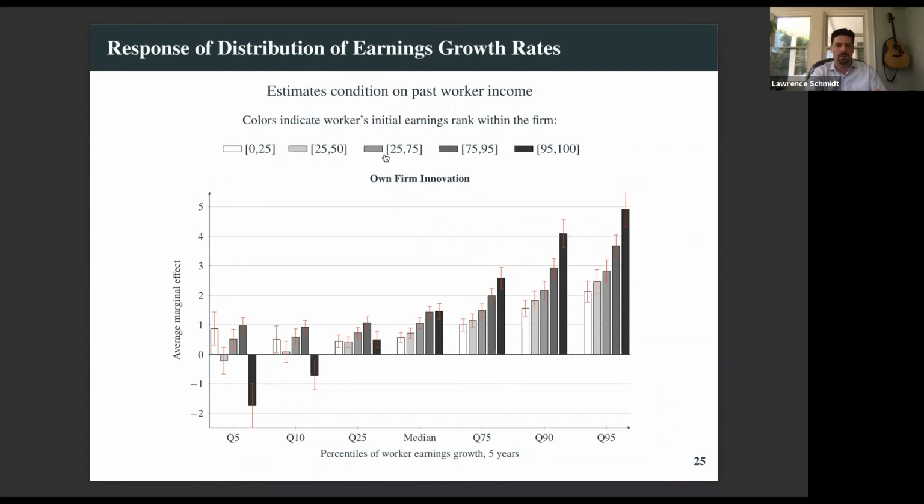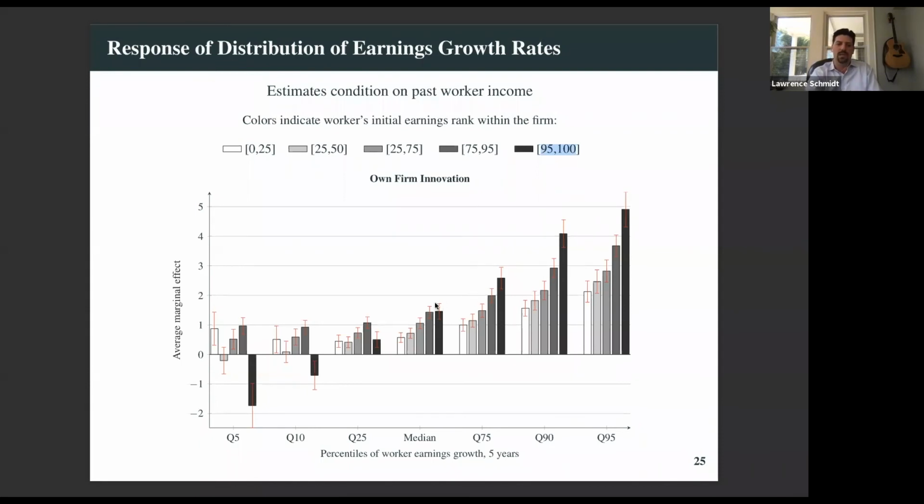Sorry, this is a typo. This should be 50 to 75. So I'll basically take 4 quartiles, and then I'll take the top quartile, 75 to 100, and split that into 75 to 95 versus 95 to 100. Okay, and so what I'm showing you now is that same graph, except I'm allowing the effects to differ across income bands. White is the lowest paid workers. So I might use the word skill to describe them, low skilled workers. And the dark colors are going to be the highest skilled workers within the firm.